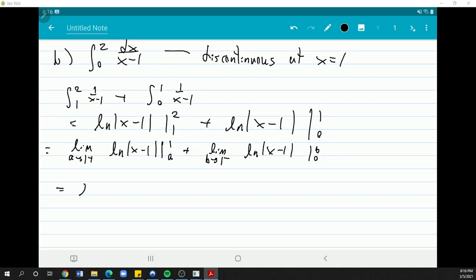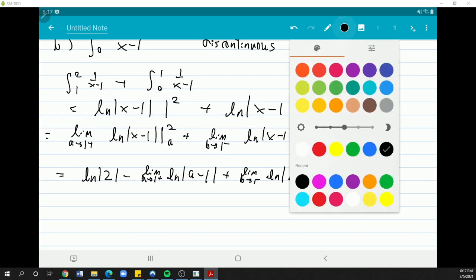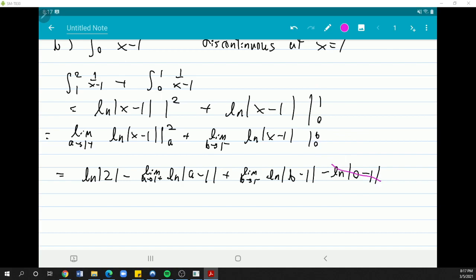And this works out as well. So this is natural log of 2, minus the limit as a goes to 1 from the plus of natural log of absolute value a minus 1, plus the limit as b goes to 1 from the minus of natural log of absolute value b minus 1, and then plug in 0, minus natural log absolute value 0 minus 1. And so this is natural log of 1.